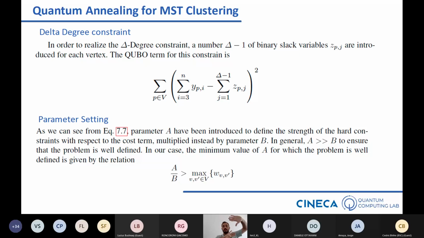The smaller A, the closer they get, and this inequality is what you have at the limit. After that, you start to mix incorrect configurations and correct ones. So the solver may end up in something that is not correct.